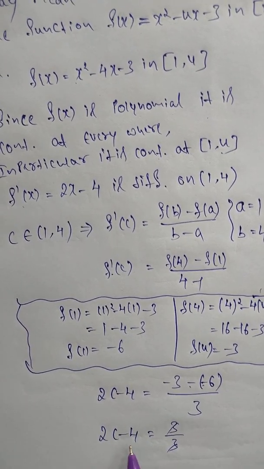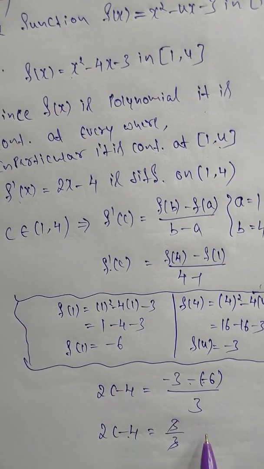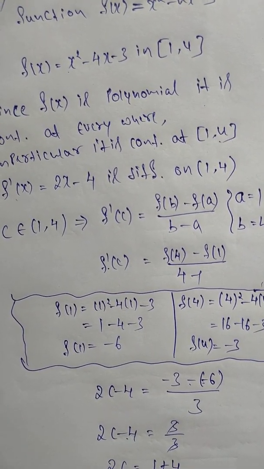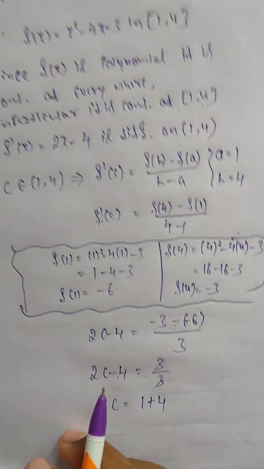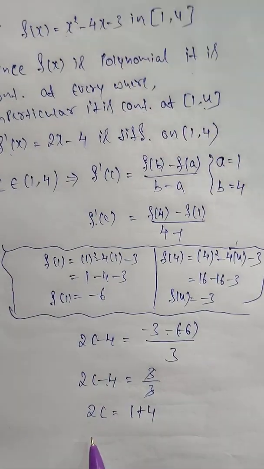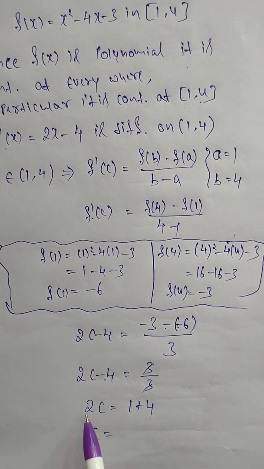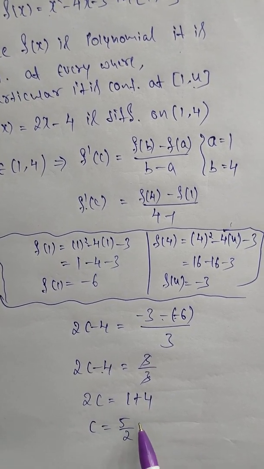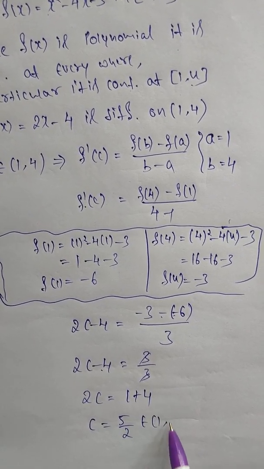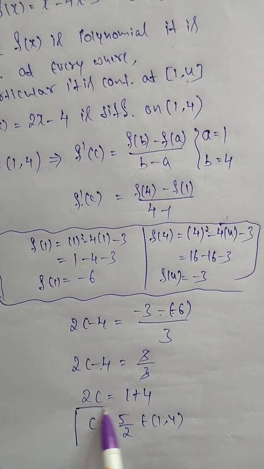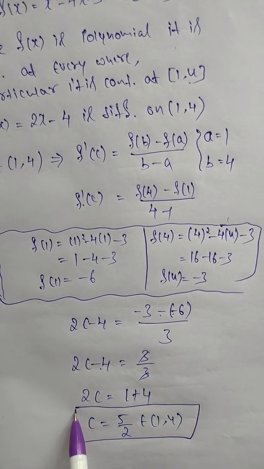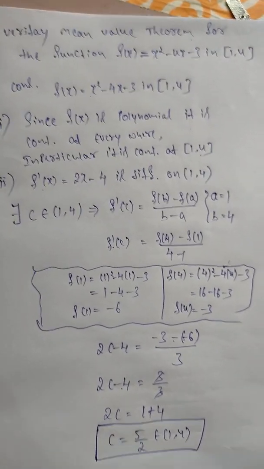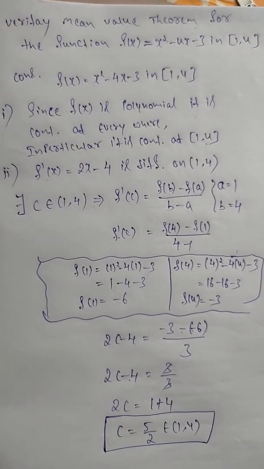3 cancels. Now if the -4 comes to the right-hand side, 2c = 1 + 4. 1 + 4 is 5. So c = 5/2. Does 5/2 belong to the open interval (1, 4)? Yes, 5/2 belongs to the open interval (1, 4). So this is the problem. Take a screenshot of this problem and copy it to the notes.